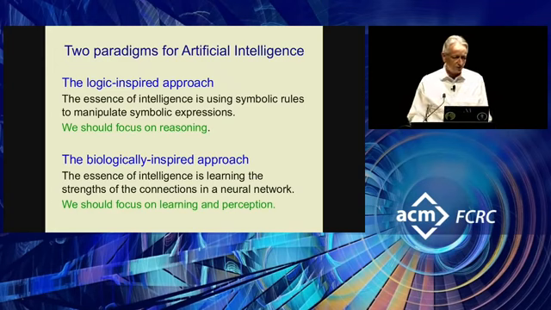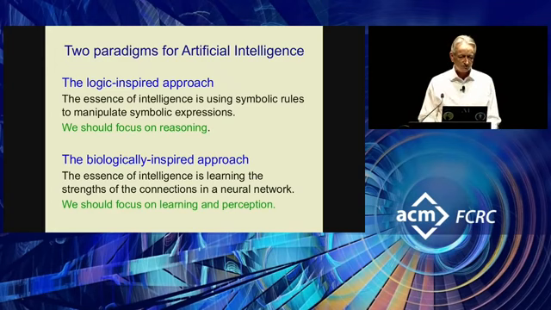So, there have been two paradigms for AI. Since the 1950s, there's been the logic-inspired approach, where the essence of intelligence is seen as symbolic expressions operated on by symbolic rules, and the main problem has been reasoning. How do we get a computer to do reasoning like people do? And there's been the biologically inspired approach, which is very different. It sees the essence of intelligence as learning the connection strengths of the neural network, and the main things to focus on, at least to begin with, are learning and perception. So they're very different paradigms with very different initial goals.